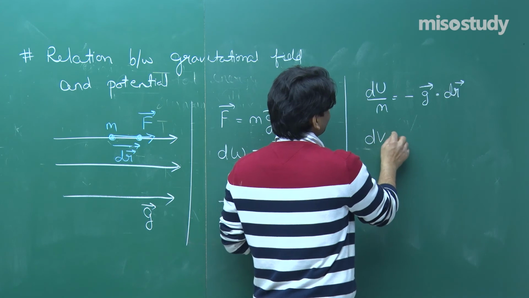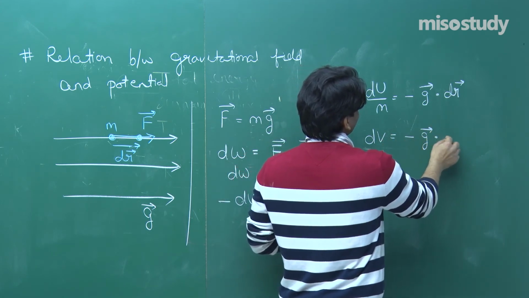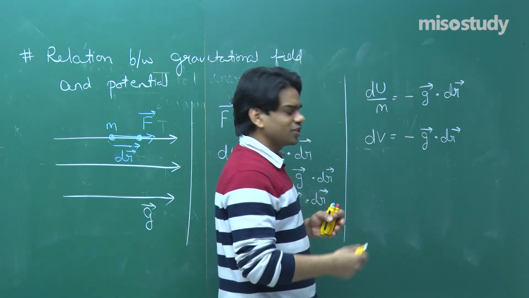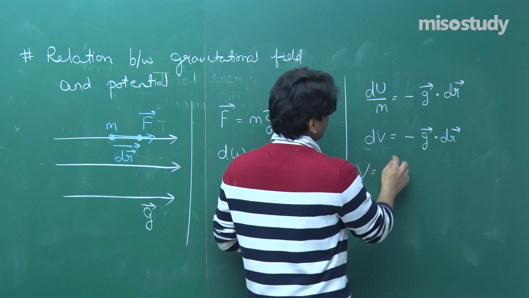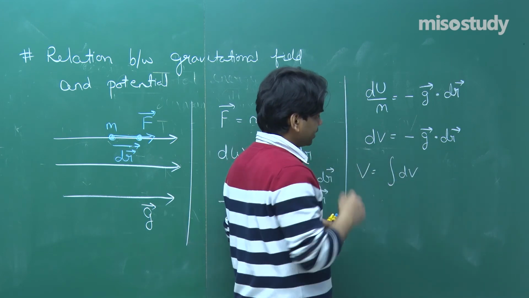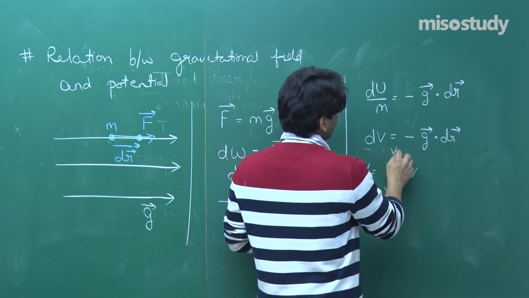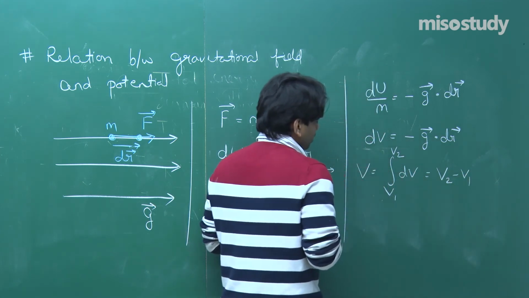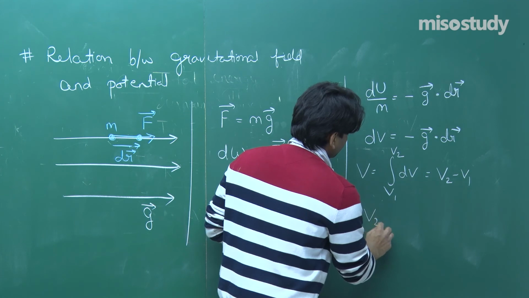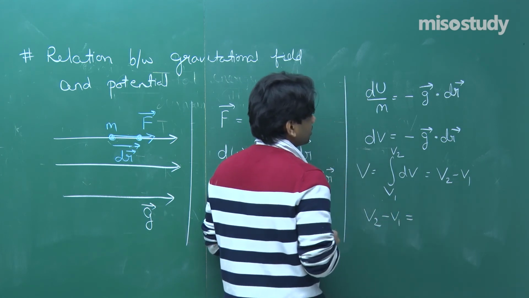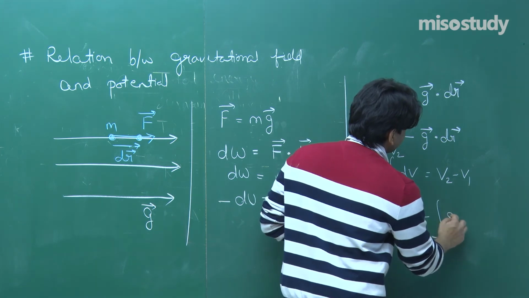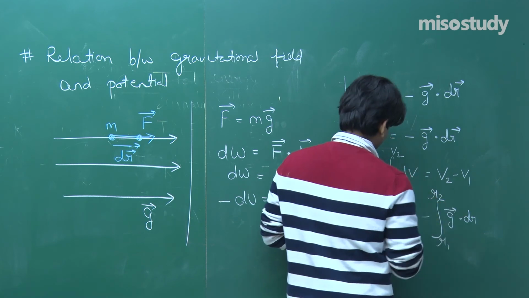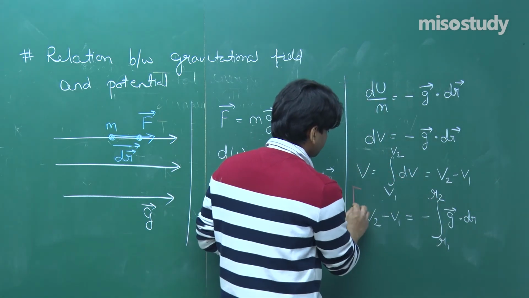That means dV is equal to minus g dot dr, or for a finite position change we can write the integration of dV from V1 to V2, that is equal to V2 minus V1. From 1 to 2 if you go, V2 minus V1 is the change in potential difference. This will be equal to minus the integration of g dot dr, where r is varying from r1 to r2. Note this formula also.